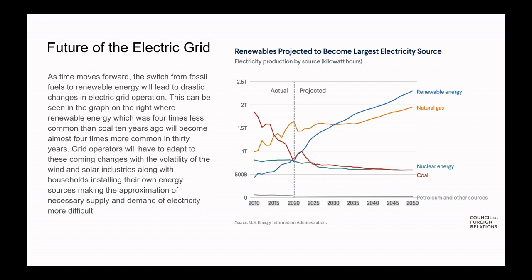In terms of the future of the electric grid, as time moves forward, the switch from fossil fuels to renewable energy will lead to drastic changes in electric grid operation. This can be seen in the graph on the right, where renewable energy, which was 4 times less common than coal 10 years ago, will become almost 4 times more common in 30 years. Grid operators will have to adapt to these coming changes, with the volatility of the wind and solar industries, along with households installing their own energy sources, making the approximation of necessary supply and demand of electricity more difficult.